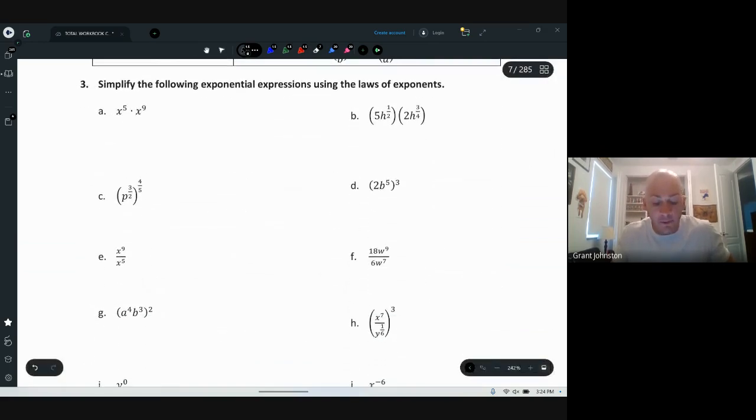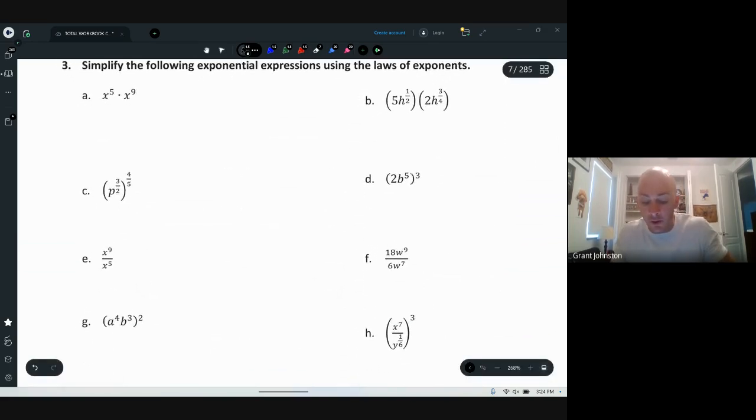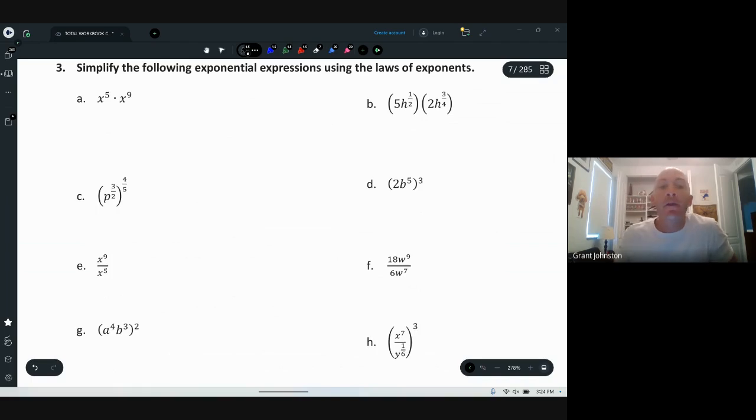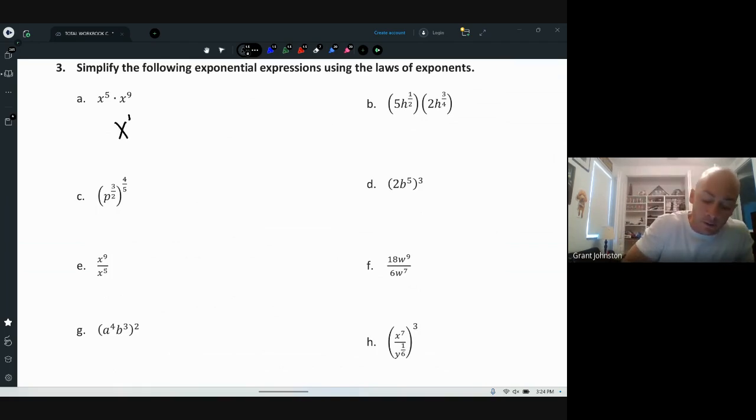Number 3 says simplify the following exponential expressions using the law of exponents. So x to the 5th times x to the 9th. In this situation, we add the exponents. This is x to the 14th.